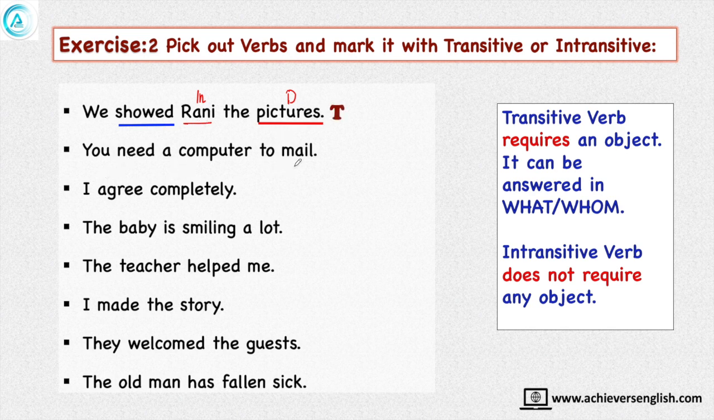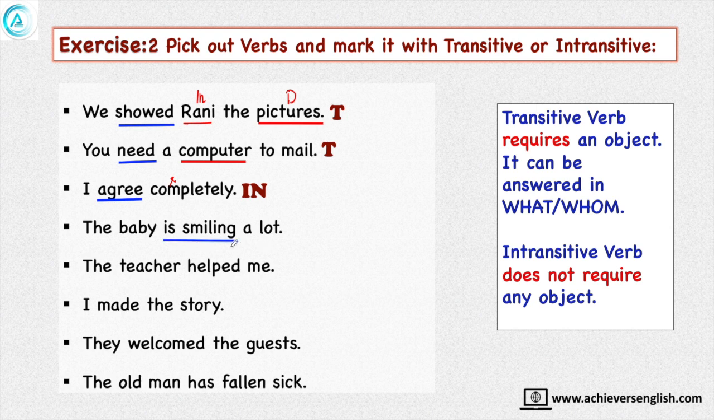You need a computer to mail. Need is a verb and direct object is computer. You need what? Computer. So, transitive. I agree completely. Agree is a verb. Completely is not an object. I agree completely, standing alone. So, intransitive.